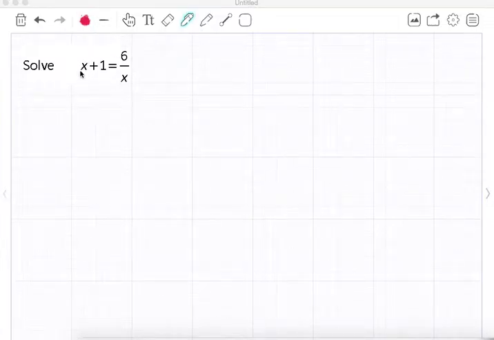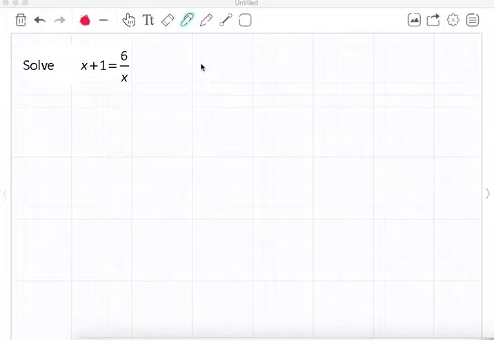Okay, you may have already watched a video where I looked at solving algebraic fractions. Now I'm going to do the same, but I've just given it away. These are going to involve quadratics. I'm going to multiply everything through by this x on the bottom. So I'm going to multiply this by x, and this by x.